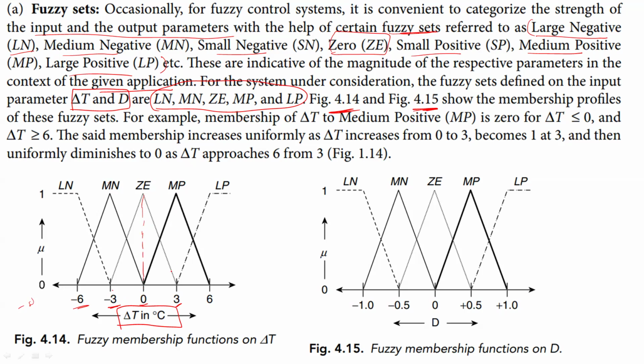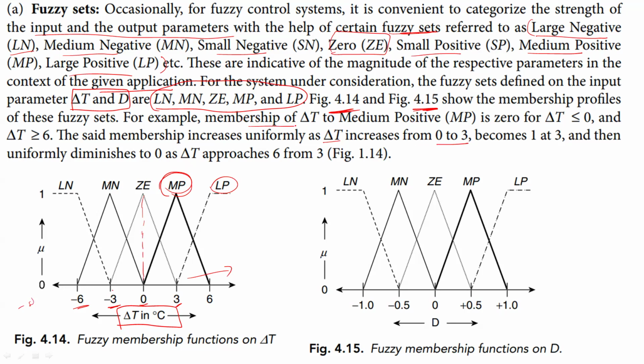0 is denoted by ZE. Then 0 to 6 is denoted by medium positive, sorry, not medium negative, sorry, medium positive. Then large positive is 3 onwards, 3 to infinity, you can say. So this is the basic idea. You can say the membership increases uniformly as delta T increases from 0 to 3. That is in this case.